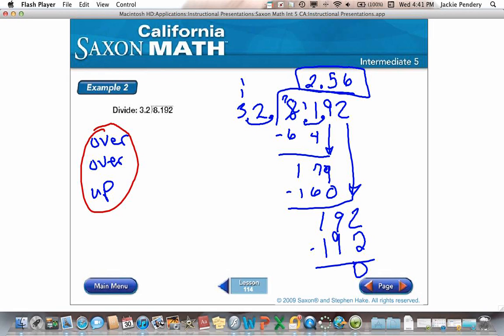Move the decimal over as many places and in the same direction in both your dividend and your divisor.